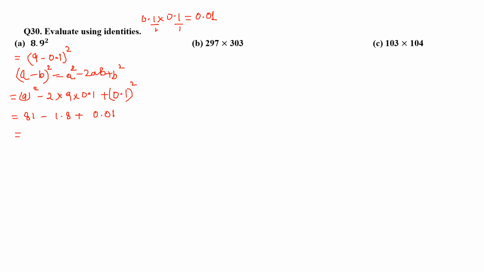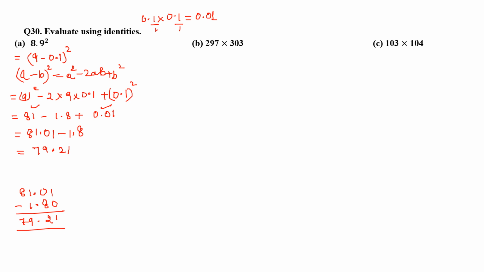Now add 81 and 0.01. So it will be 81.01 minus 1.8. So arrange in column 81.01, 1.80 and just subtract it. So the answer you will get is 79.21. So this is the answer.